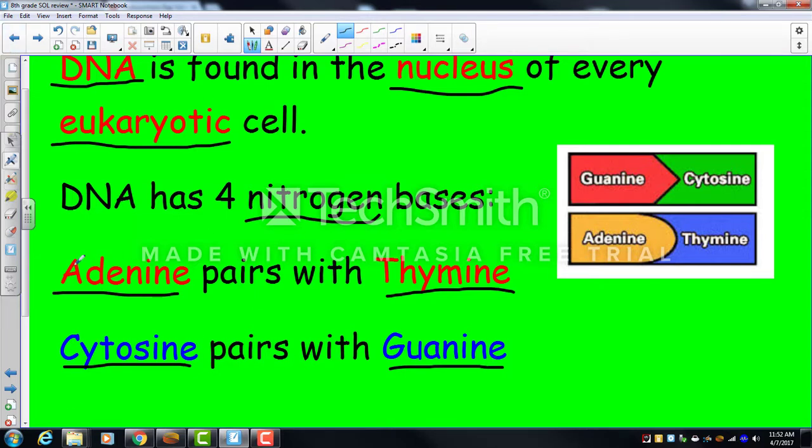ATCG. Apples grow on trees. This is how we remembered it last year. Cars go in the garage. Adenine, thymine, cytosine, and guanine. Those are your four nitrogen bases that make up the DNA molecule.